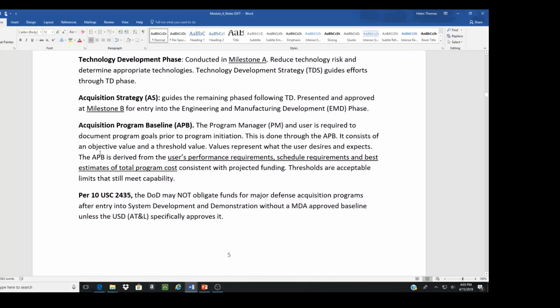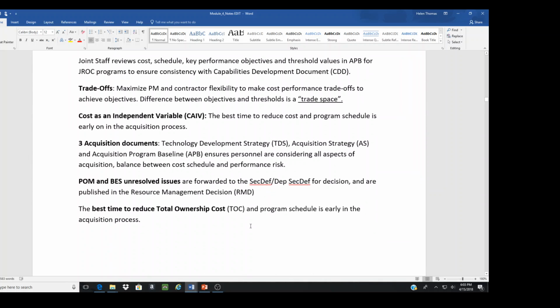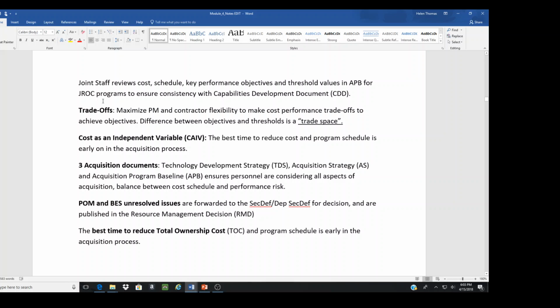So before any phase or process begins, there must be a decision review. That's what this is saying: we cannot start developing a system without prior approval from the Milestone Decision Authority. I think this would help as we go through this process. You see the Joint Staff reviews the Capabilities Development Document. These are some of the things we talked about.